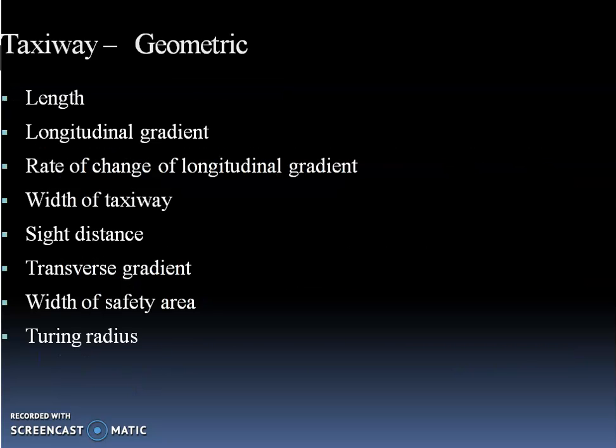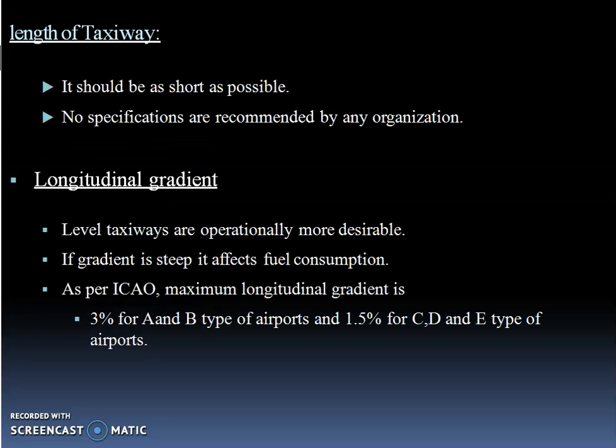Then the geometric design elements we have to consider for designing the taxiway are length, longitudinal gradient, rate of change of longitudinal gradient, width, side distance, gradient, safety area width and turning radius. Let us see each and every one in detail. Length of taxiway should be as short as possible. There are not many specifications in that.